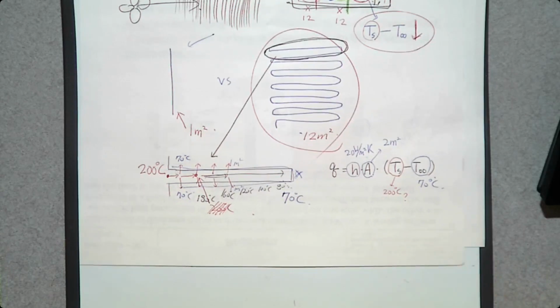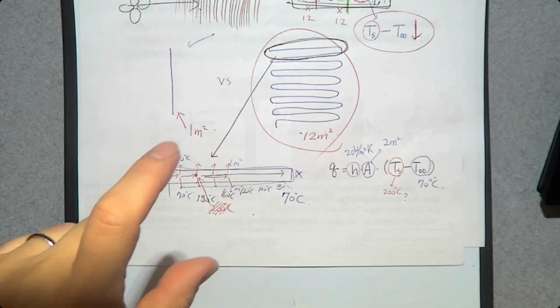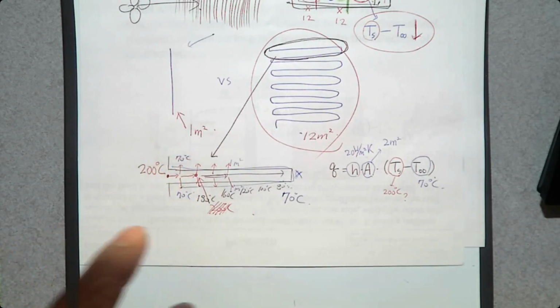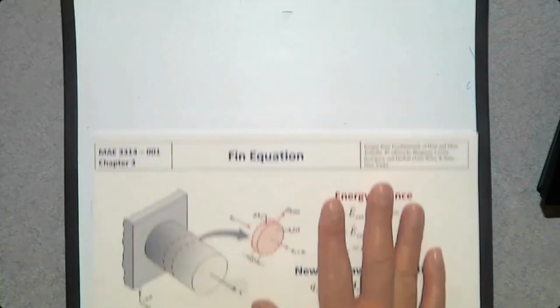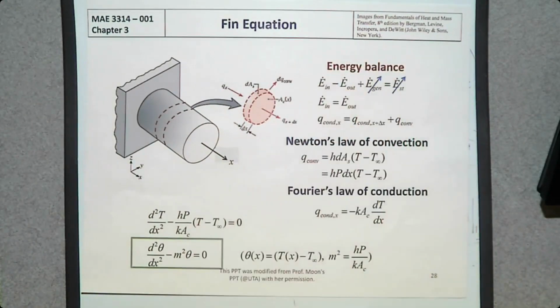Now you see the problem. Why we cannot use this simple and powerful Newton's law of cooling whenever we have a fin, because of the temperature decay inside the fin. So we need to come up with another heat transfer analysis only for a fin. This is a very unique heat transfer analysis that is called the fin equation.